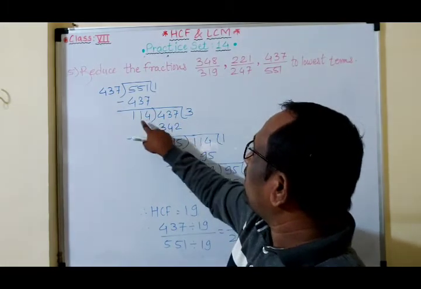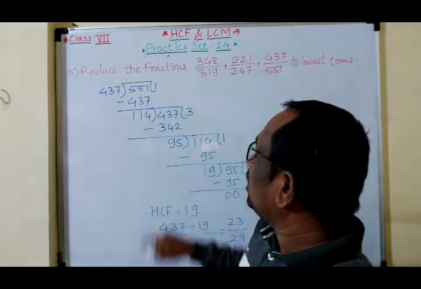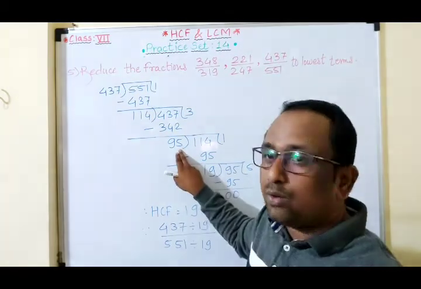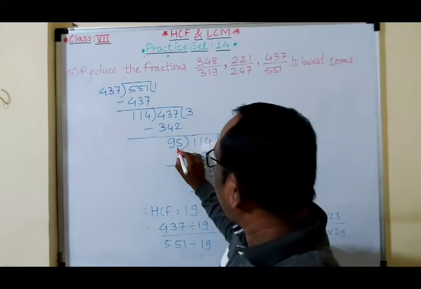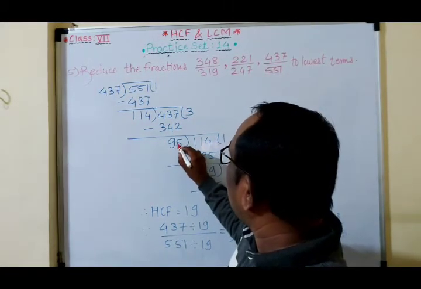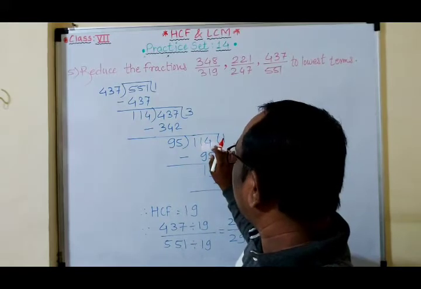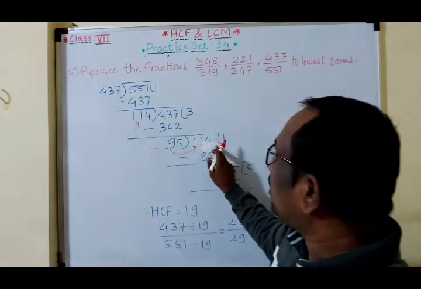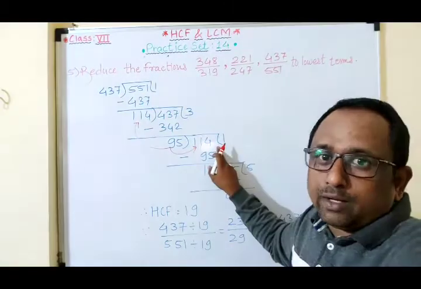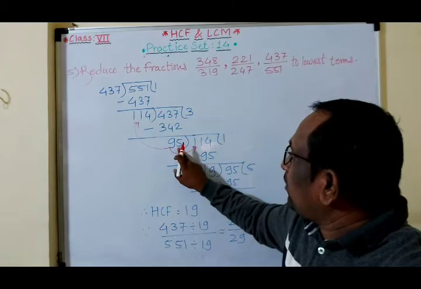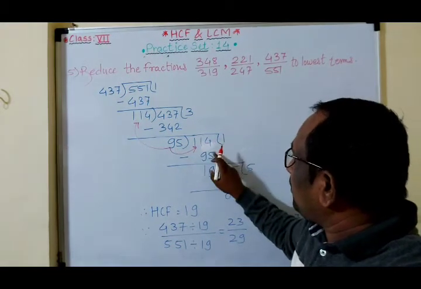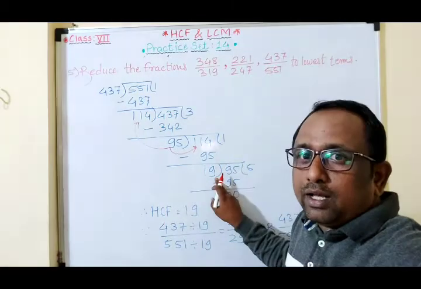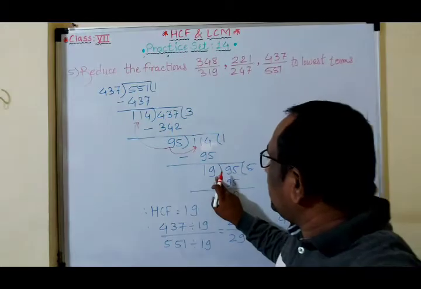So 114, 3s are 342. If we subtract here, then we get the remainder 95. Again 95 is the remainder, so here we choose the dividend, the previous divisor that we have to write here, 114. Then if we divide 114 by 95, 95 ones are 95, 114 minus 95, we got the remainder 19.